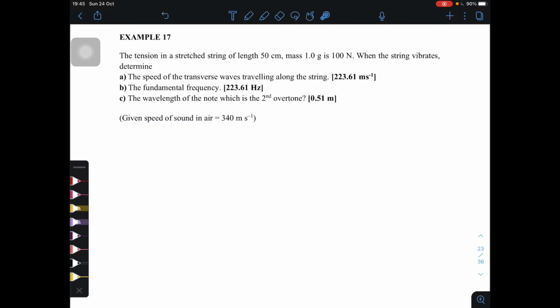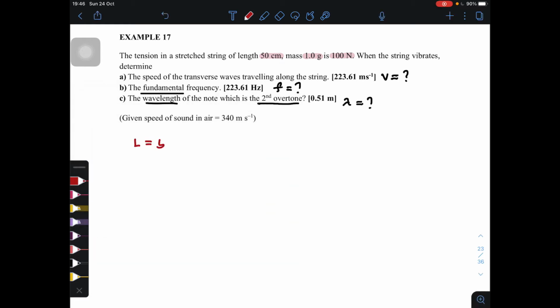per second. So we are given the value for the length here, 50 centimeter, the mass 1 gram, and the tension 100 Newton. And then first question, we want to find the speed, the value for V, and then the fundamental frequency, the value for F, and then the wavelength of the note, which is the second overtone, the value for lambda. Okay, so now let's write down the information that we are given.